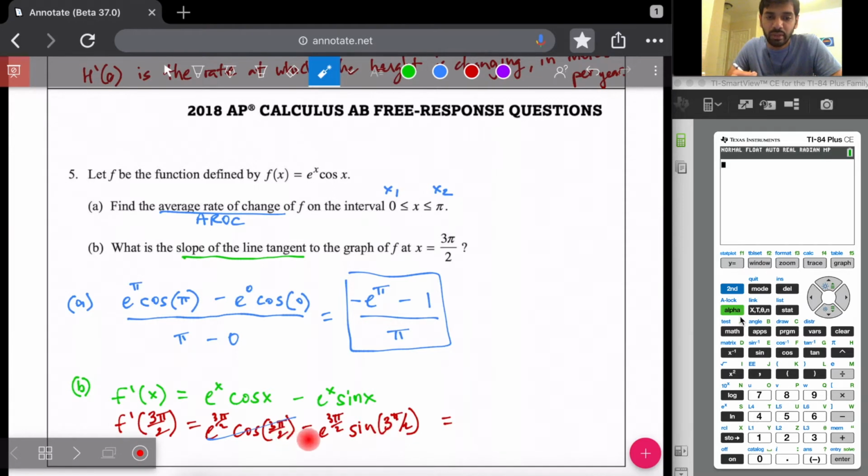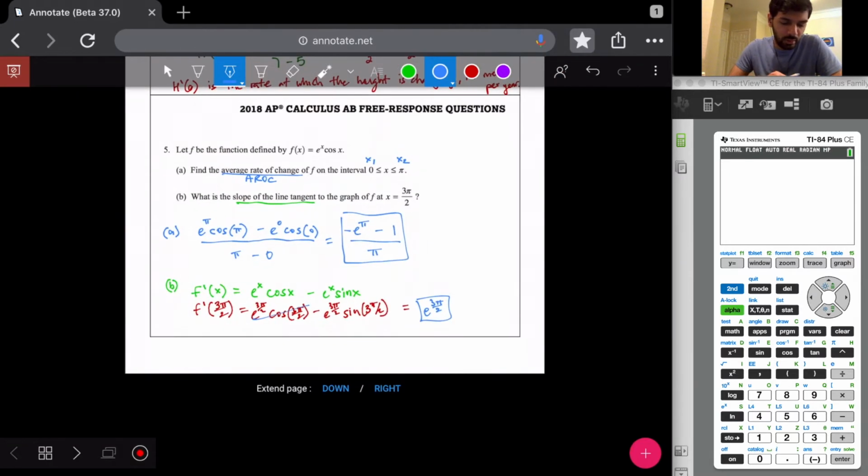And there's already a negative here, so negative times negative is a positive. So we're just left with the positive e to the 3 pi over 2, and that's the slope of the tangent line there. Let me just confirm the answer just to make sure that I didn't miss anything here. Okay, great. E to the 3 pi over 2, perfect. Okay, let's keep going. Next page.